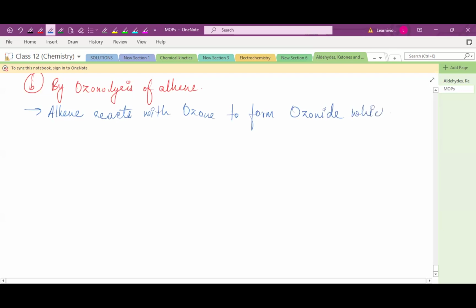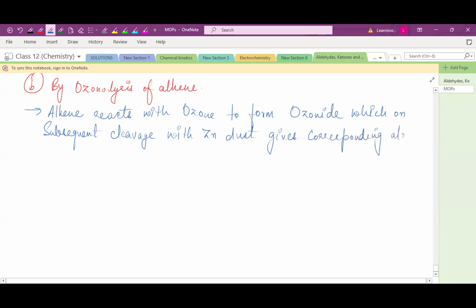Which further, or subsequently, on cleavage with zinc dust, gives the corresponding aldehyde and ketone.